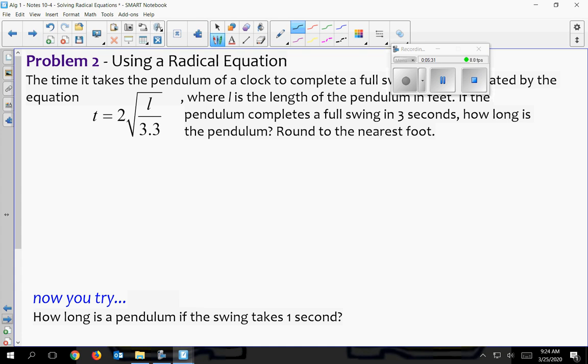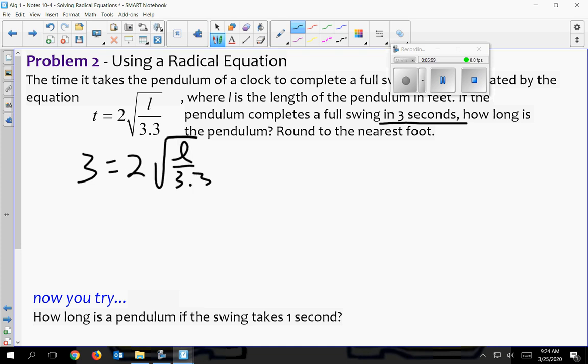Okay, so first off, a pendulum on a grandfather clock swings back and forth, and there's a relationship between how long it takes to swing back and forth and how long the arm of the pendulum is. They measure that in time. It takes 3 seconds for it to do a complete swing. So I'm going to take that 3 and put it in for time. Gives me this.